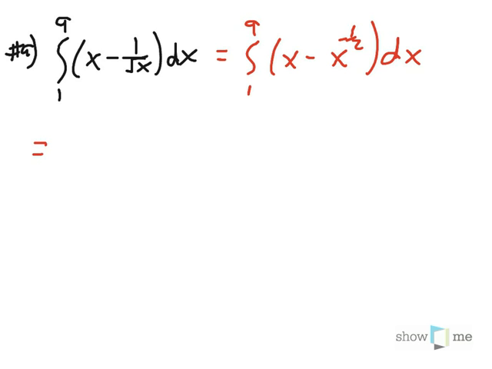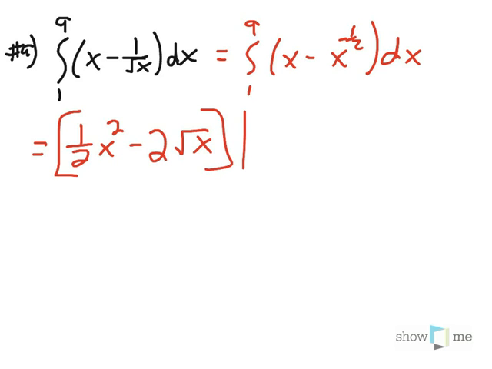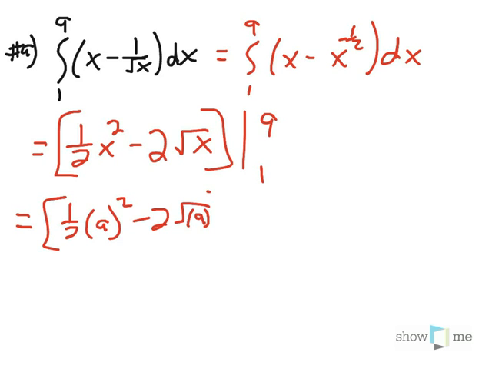So you integrate like you normally would. The antiderivative of x would be 1/2 x squared. For the next term, add 1 to the exponent, so it would be x to the 1/2, which is the square root of x. Then you multiply by its reciprocal. Reciprocal of 1/2 is 2. This is being evaluated from 1 to 9. So we're going to replace the x's with a 9. And subtract from that, replacing the x's with the 1.